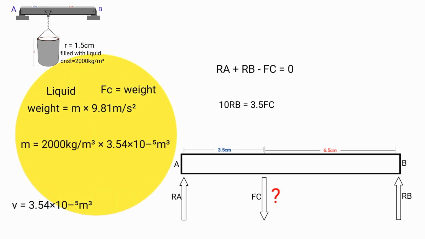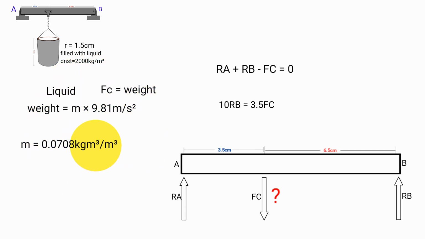Substituting here now, mass equals 2000 kg per meter cube times 3.54 times 10 power minus 5 meters cube. 2000 times 3.54 times 10 power minus 5 is 0.0708. So mass equals 0.0708 kilogram meter cube per meter cube. Here, meter cube cancels meter cube. So mass equals 0.0708 kilogram.